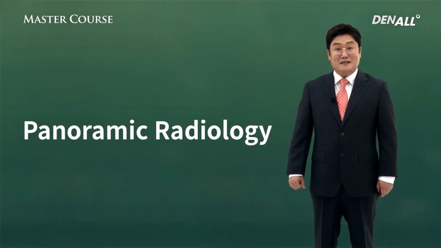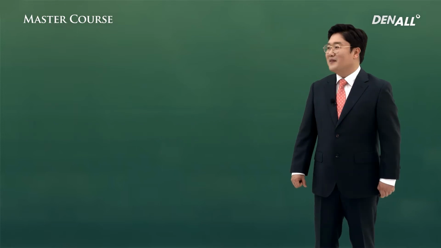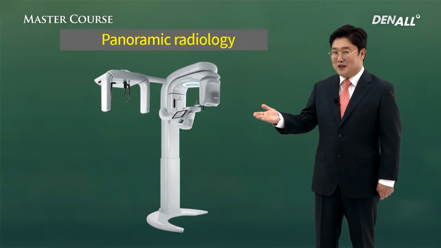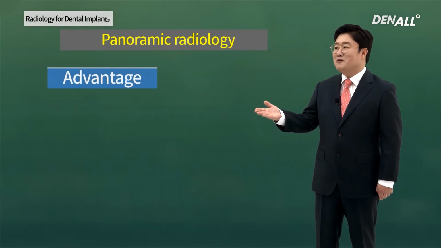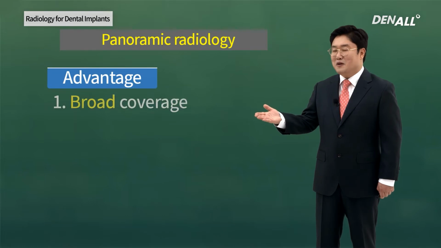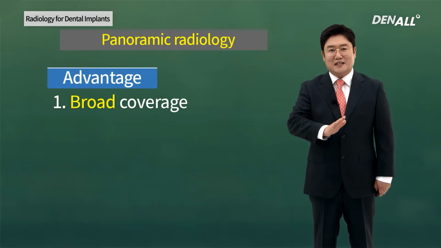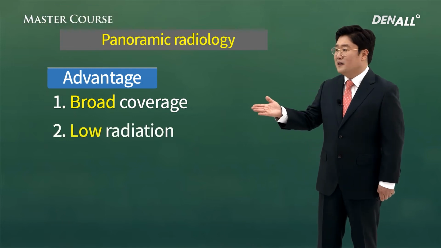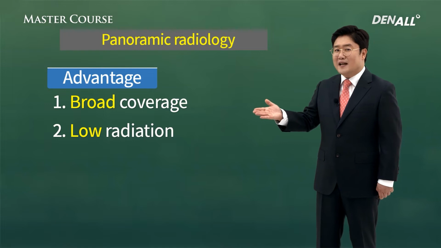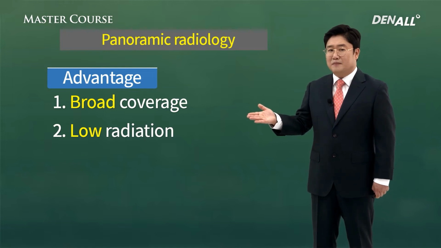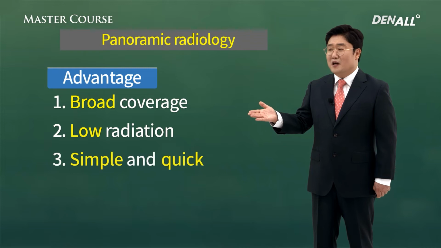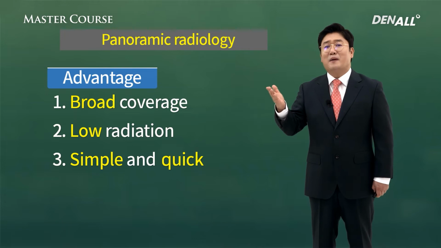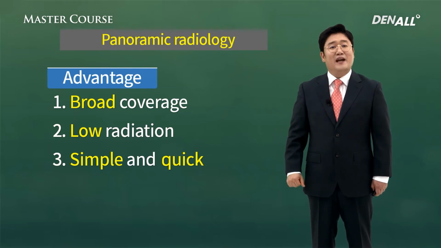The next topic is panoramic radiology. This machine is used to take the panoramic images. The advantages of that: first, broad coverage can be observed. Second, low radiation in a relative term. Third, the image taking can be done very simply and quickly. That's one of the biggest advantages of panorama.